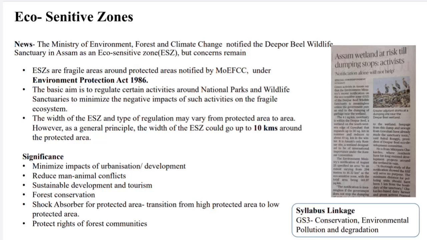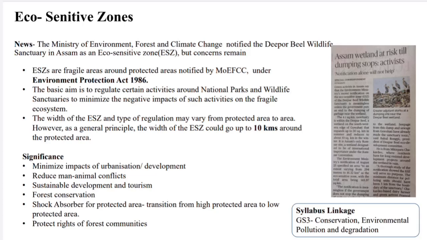So what are eco-sensitive zones? These are fragile areas around protected areas such as national parks and wildlife sanctuaries that are notified by the Ministry of Environment, Forest and Climate Change under the provisions of Environment Protection Act of 1986. The basic aim is to regulate certain activities around these protected areas so as to minimize the negative impacts of such activities on the fragile ecosystem.